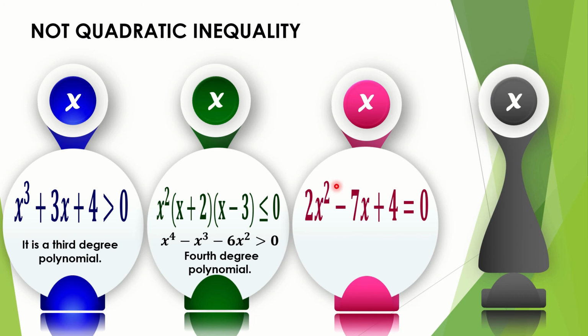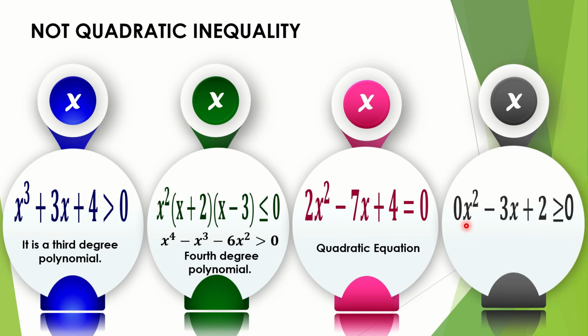Next, 2x squared minus 7x plus 4 is equal to 0. This one is a quadratic, yes, but it uses an equal sign here, which means it is a quadratic equation rather than a quadratic inequality. Let us have the last one. 0x squared minus 3x plus 2. This one is in standard form. It uses an inequality symbol here. But if you will notice, our a is equal to 0. a should not be equal to 0. That is one of the conditions of a quadratic inequality.